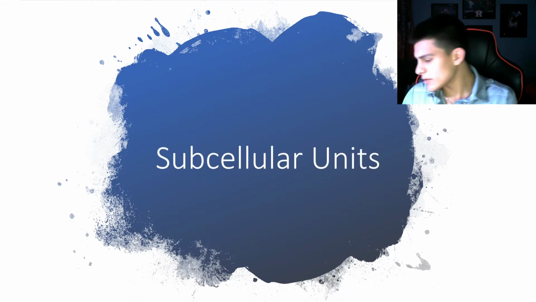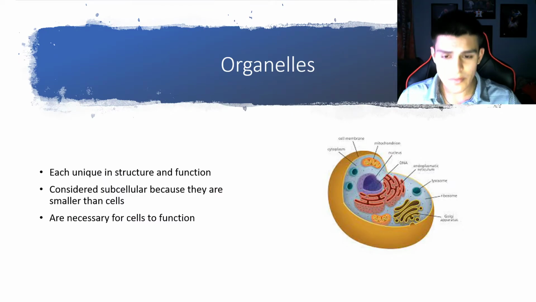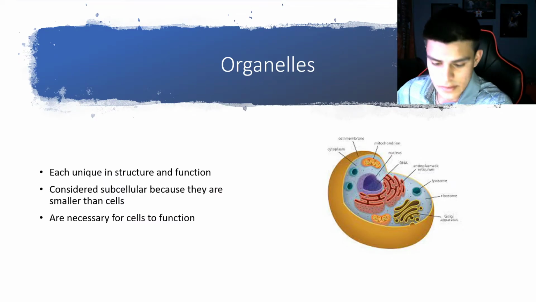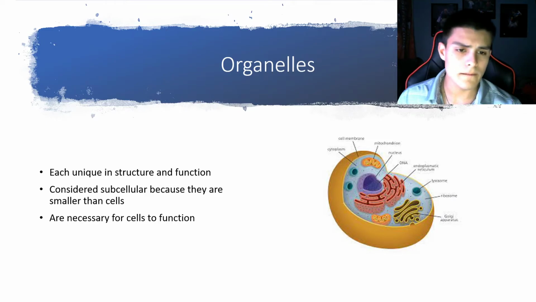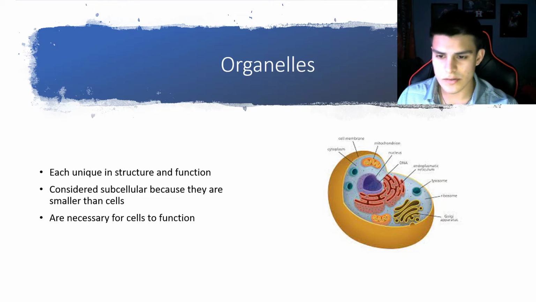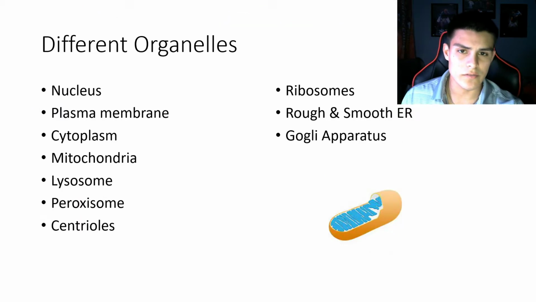Then we have the subcellular units. These are going to be organelles. Organelles are what make up the inside of the cells and make them function. Just like cells, they're each unique in their own structure and functions. They're considered subcellular because they are smaller than cells, subcell, and necessary for cells to carry out their functions.